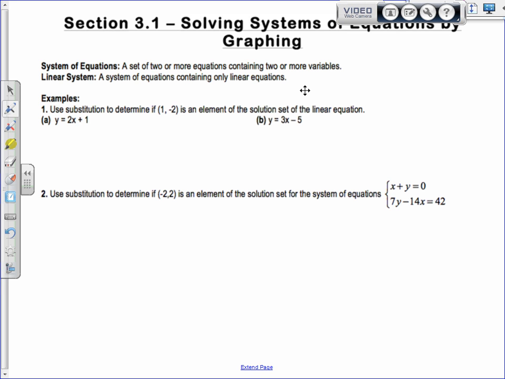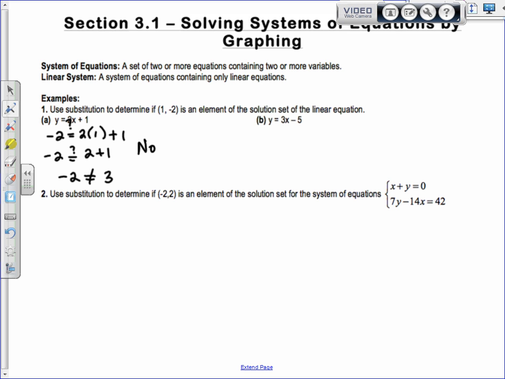It says use substitution to determine if (1, -2) is an element of the solution set. If it's going to be an element of the solution set, that means it's going to work in the equation. So we're going to plug in (1, -2). I have -2 as my y, 1 as my x. I want to see if it makes the equation true, so I usually put a little question mark above it. Is -2 equal to 2 times 1 plus 1? This would be 2 plus 1, so it's 3. So that doesn't work, right? -2 is not equal to 3, so it's not a solution. It's not an element of the solution set.